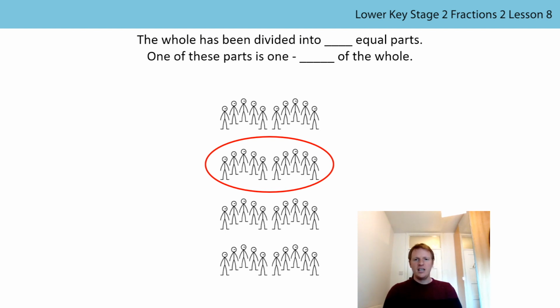Now let's see if we can say these sentences together. The whole has been divided into 4 equal parts. One of these parts is 1/4 of the whole. That's how we write our quarter, same as before. 1 as my numerator, 4 as my denominator.